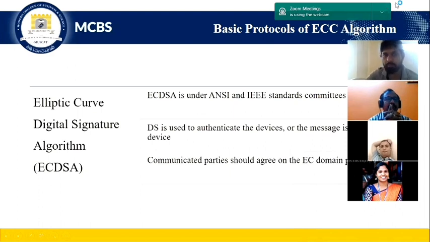Next, okay. Here we have some algorithms or protocols that are used in elliptic curve cryptography. The first one is the elliptic curve digital signature algorithm. As you know, the digital signature algorithm is used so that the user cannot repudiate that he is not the one who sent the data. So a digital signature is used to authenticate the devices and the messages that are sent from the device.